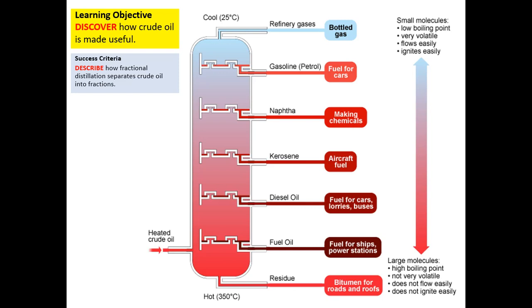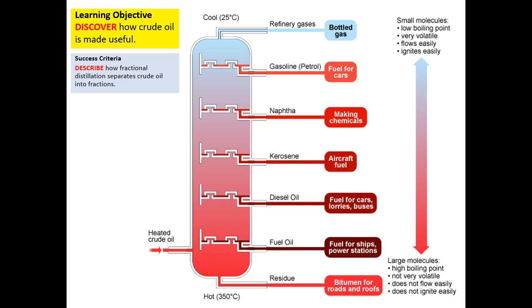So the shorter chains, the bottled gases, you've got propane and butane used for patio heaters and barbecues and camping stoves, things like that. Then you move down and you need to know the order of this. So you've got your bottled gas, you've got your gasoline or your petrol in England, naphtha, kerosene, diesel oil, fuel oil, and then your residue at the bottom.